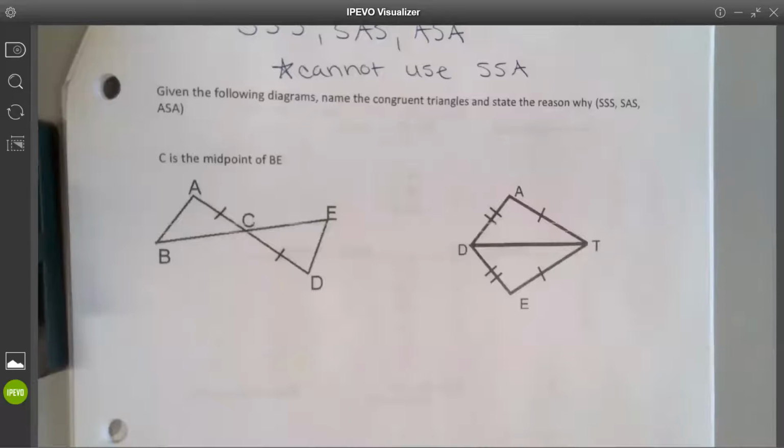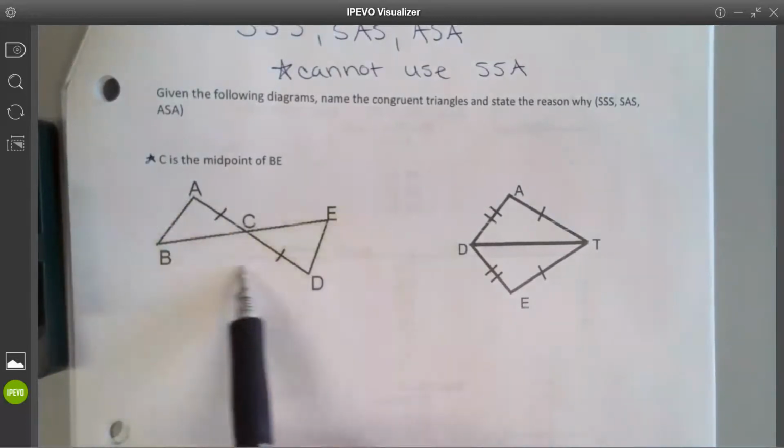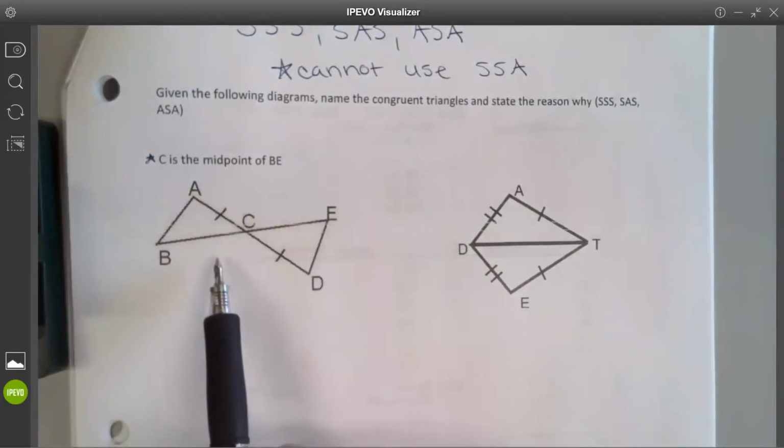All right, so we're gonna look at these diagrams and then decide why it's one of those 3 or maybe it's not. Maybe they're not congruent. But obviously it's not just gonna give it to us. So our first one, this is included in it. C is the midpoint of BE. Okay. It gives us this diagram. It obviously doesn't give us enough.